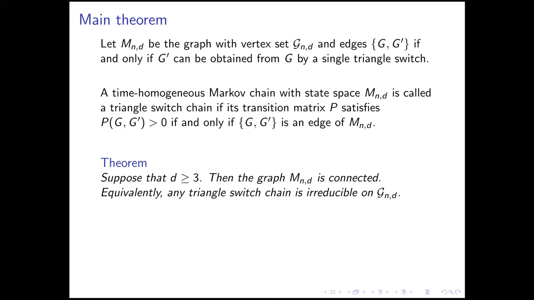So the theorem is that if D is at least 3, then the state space is connected. In other words, any triangle switch chain is irreducible on GND. So any chain which satisfies that condition, that there's a positive probability of all triangle switches, is irreducible. It doesn't depend on the chain, it just depends on the positive probability of having a switch.